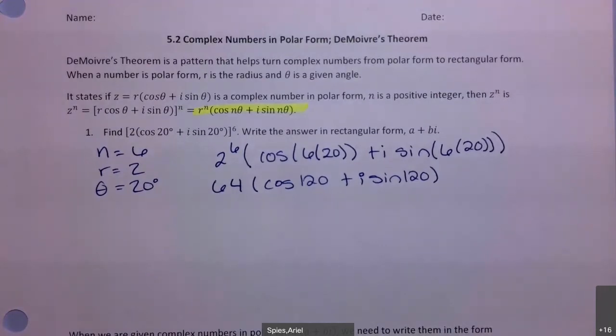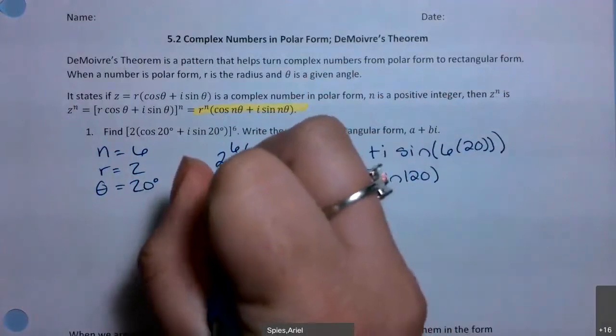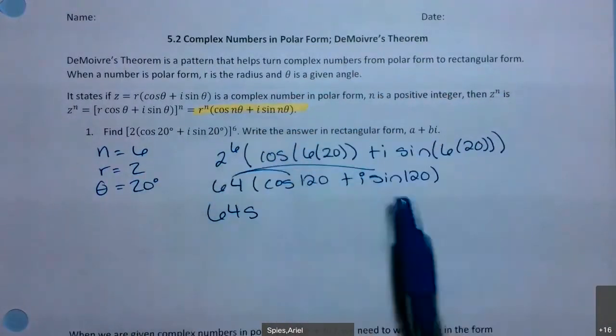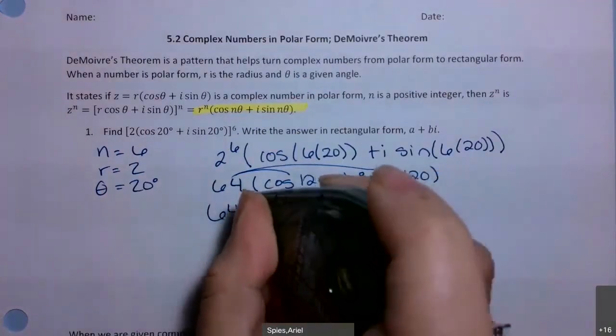Then I want to first distribute the 64 to both cosine and sine. So it's going to be 64 cosine 120 plus 64i sine 120.